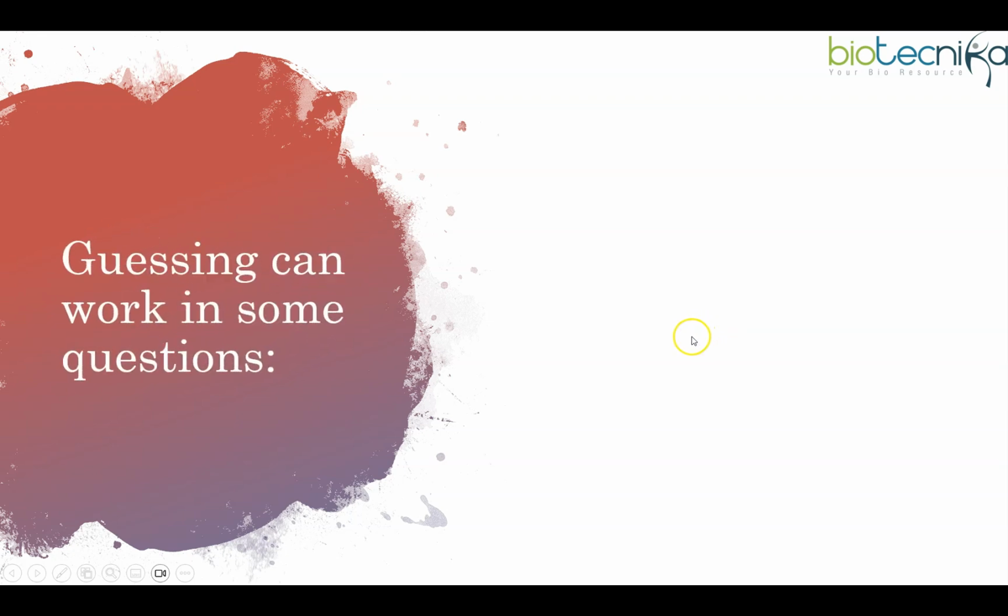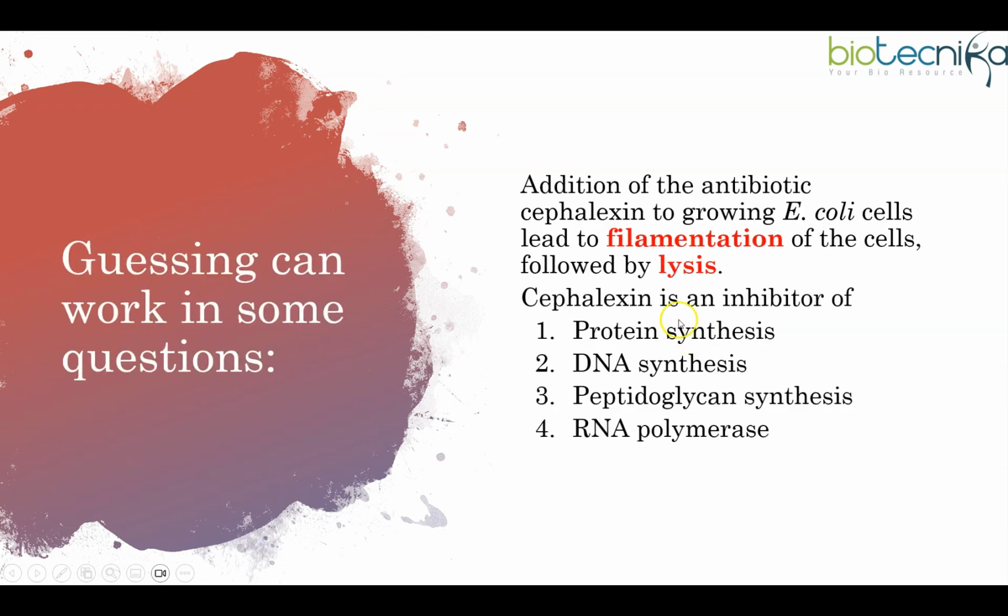Okay. Then guessing can work in some questions, like when I was talking about easy and direct questions. This will be more helpful in part B, because the direct, small, easy questions are generally from part B. So, addition of the antibiotic, here cephalin is an inhibitor of what? It is saying it is leading to filamentation of the cell followed by lysis. Now, lysis means something to do with the cell membrane or the cell wall.